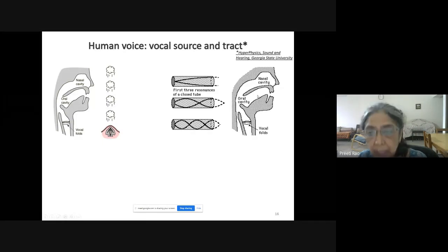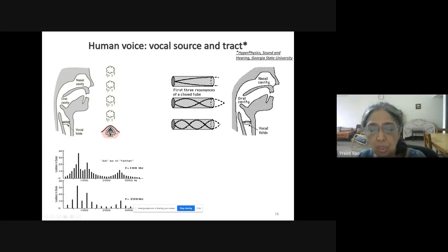So as we change the shape of our mouth, we change the shape of this tube, and that changes this mechanical system, and therefore changes the resonances of the mechanical system, and we get different spectral shaping or different kinds of filtering of the sound that is leaving the vocal cords.